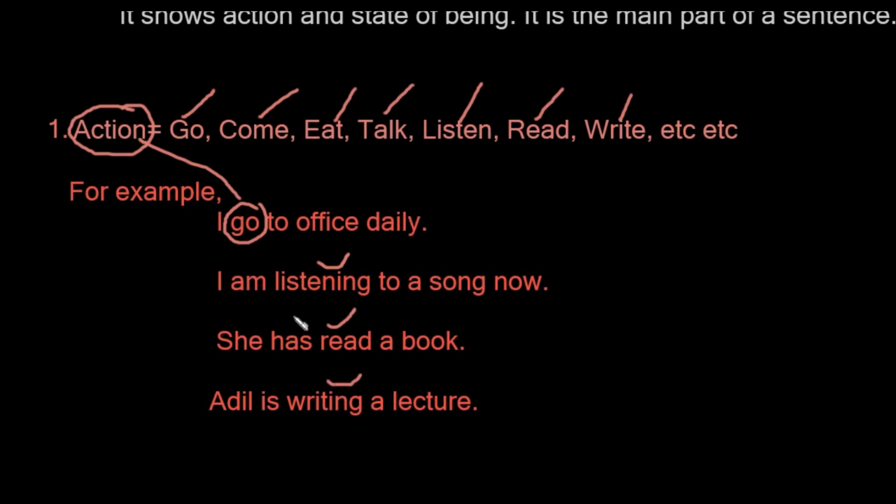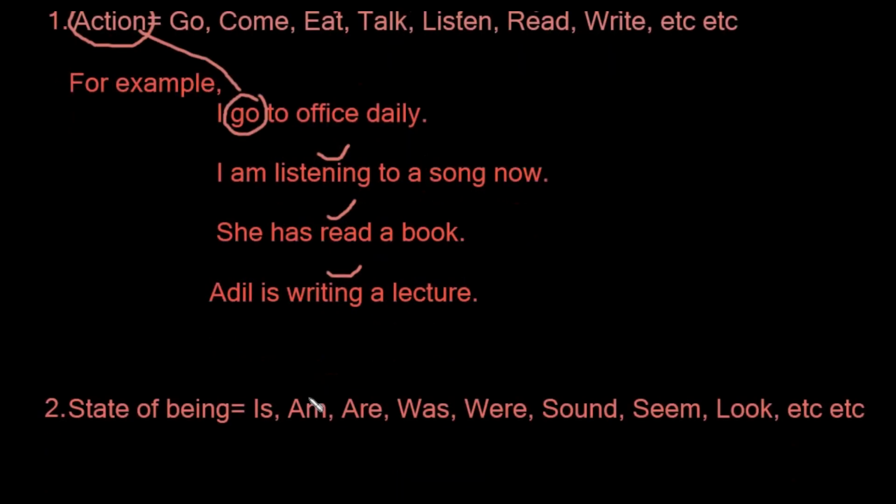Okay, and am, has, and is, these are all helping verbs. They help the main verb while making tenses. Just like, it is present continuous tense, it is present perfect tense, and it is also present continuous tense. So the helping verbs are used with the main verbs to make tenses. I hope it is clear now.